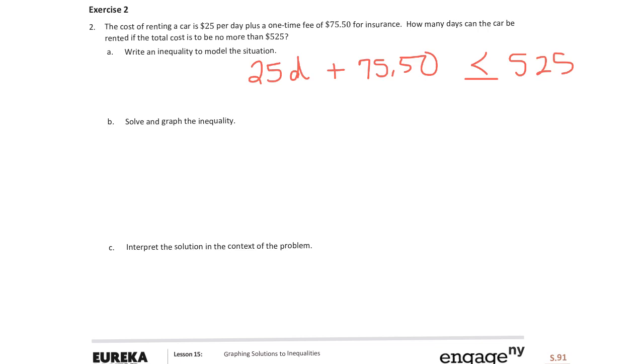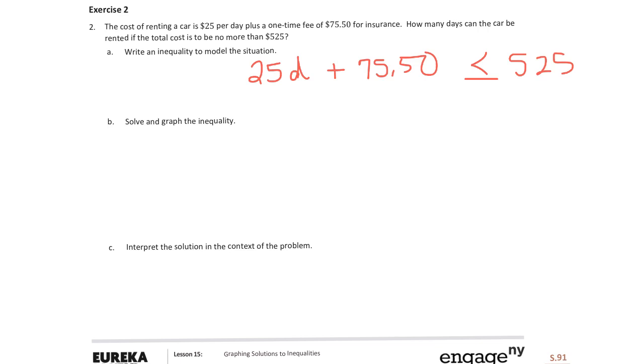Remember, when you're setting these up, don't put your variable by yourself. So I shouldn't see something like 525 minus 75.50 divided by 25 is less than or equal to D. Variable never stands alone when you're setting up an original inequality.